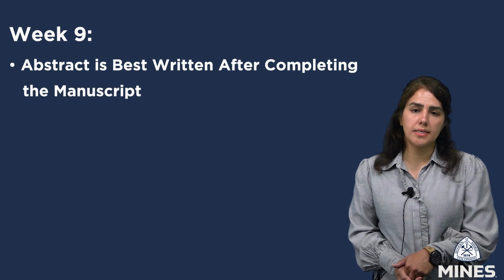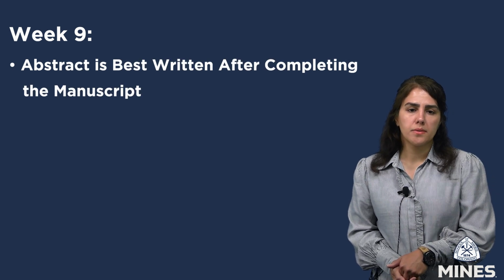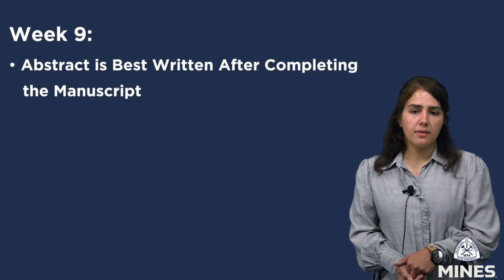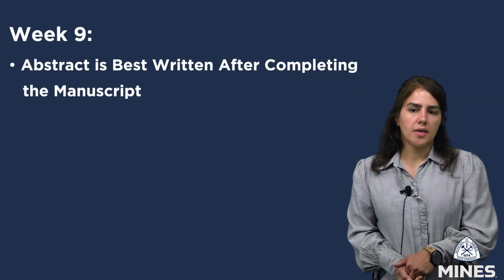Number 5, writing the abstract and conclusion, week 9. During week 9, the abstract, if required, and the brief conclusion must be written. The abstract is a concise summary of the entire paper and is best written after completing the rest of the manuscript. It should provide an overview of the research question, methods, findings, and implications.